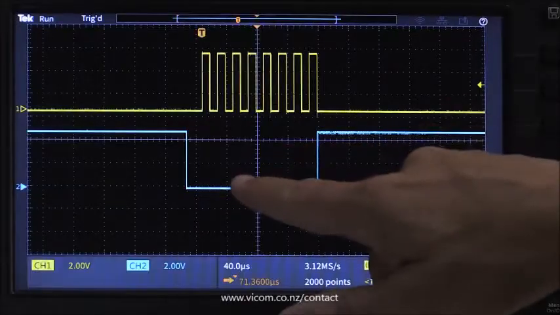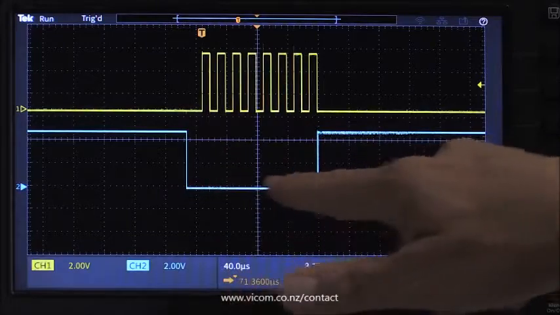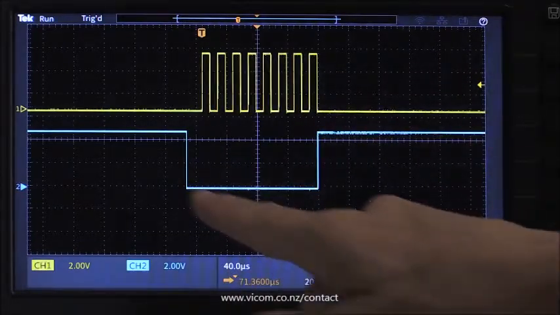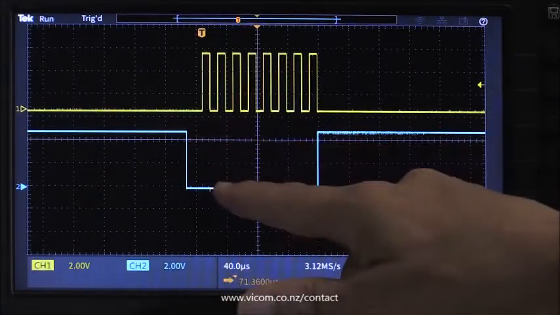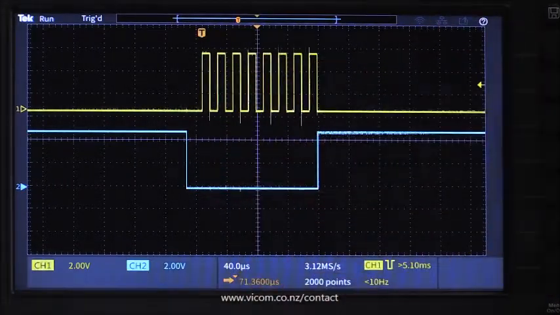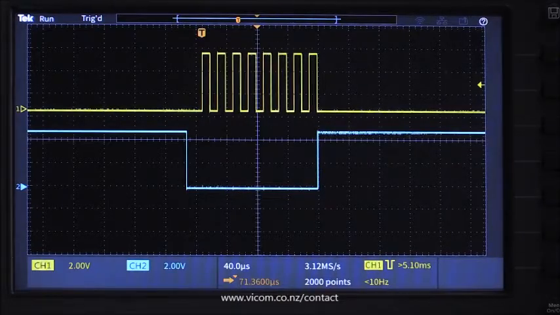In digital systems, the timing relationships between signals can be absolutely critical. Delay measurements can help you quantify these relationships. I've added a second channel here. It's a device select related to this clock signal. So let's measure the delay between this falling edge of the device select and the first rising edge of the clock burst.